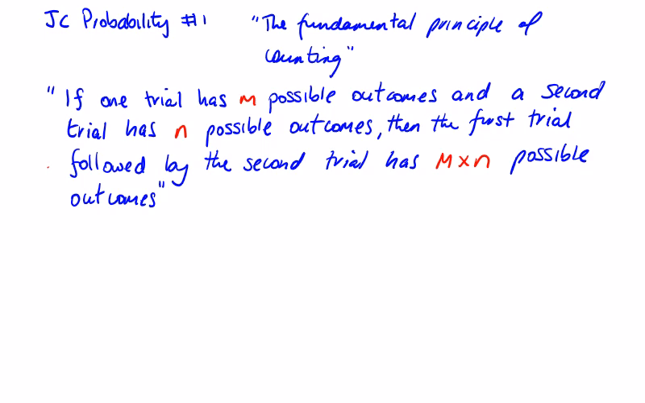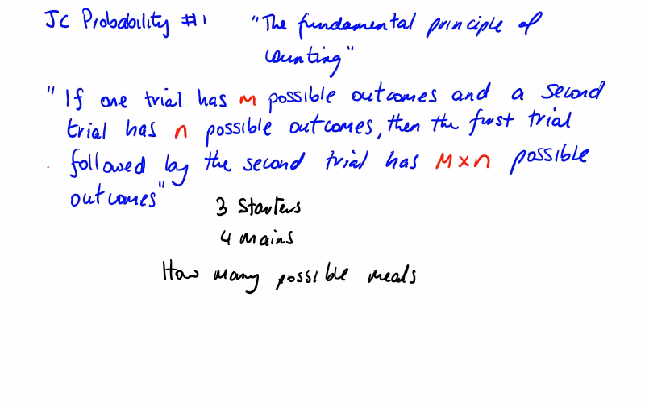Now, the fundamental principle of counting is a quick and easy way to determine the number of outcomes of two or more trials. So let's take a really simple example: you go into a restaurant and there are 3 starters and there are 4 main courses. How many possible meals can you have? And you can see the answer is 12. So really simple maths behind it. 3 by 4 is equal to 12.